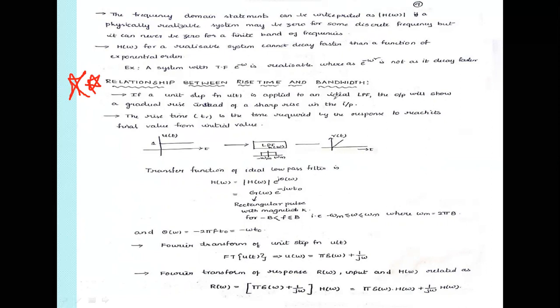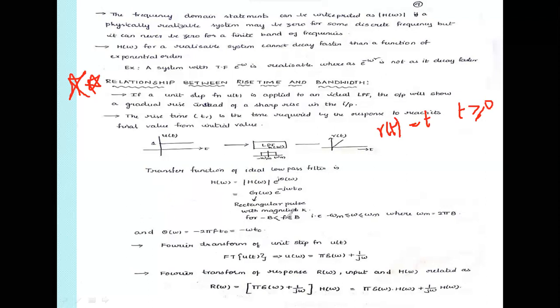If a unit step function u of t is applied to the ideal low pass filter, the output will show a gradual rise instead of the sharp rise of the input function. Given that the input passes through the low pass filter, it will give a linear response, r of t equal to t for t greater than or equal to 0. So the transfer function of the ideal low pass filter is H of omega equal to the magnitude of H of omega into e power j theta of omega, where the magnitude of H of omega is a rectangular pulse with a magnitude of k.